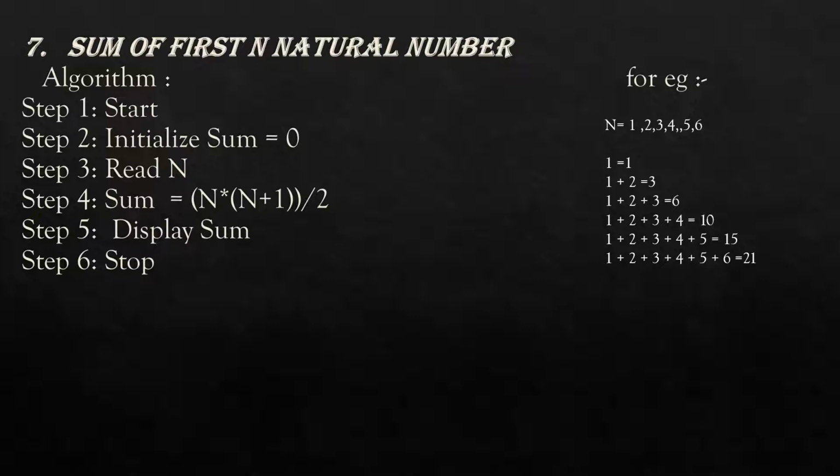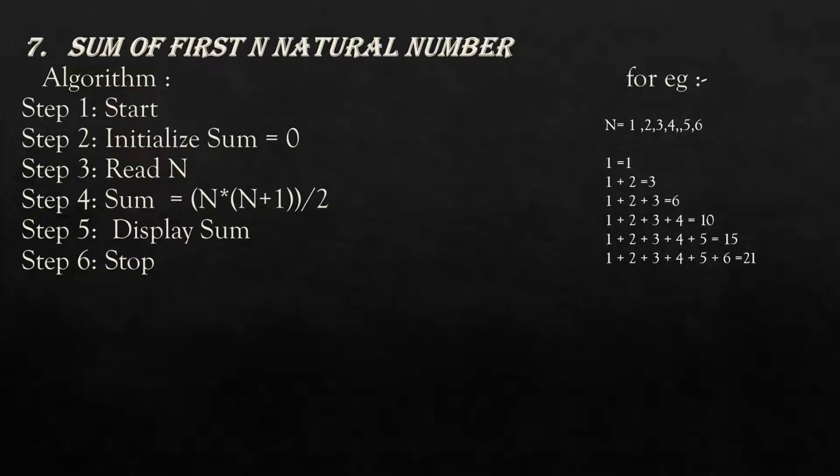So the basic formula or the basic logic to find the sum of n natural numbers is sum is equals to n into n plus 1 divided by 2. This is the basic logic or the basic formula for finding the sum of first n natural numbers. So using this formula, we'll write an algorithm.